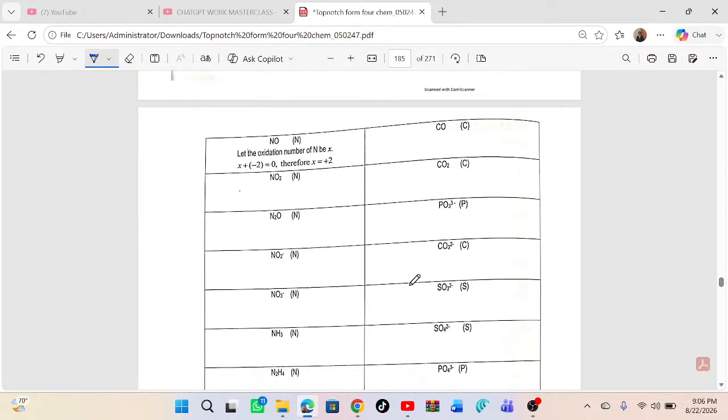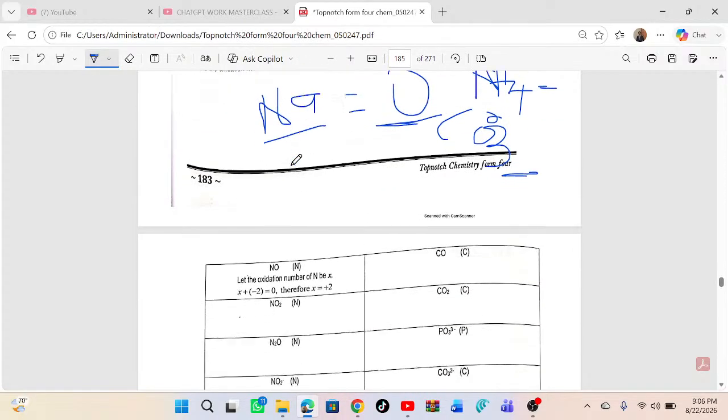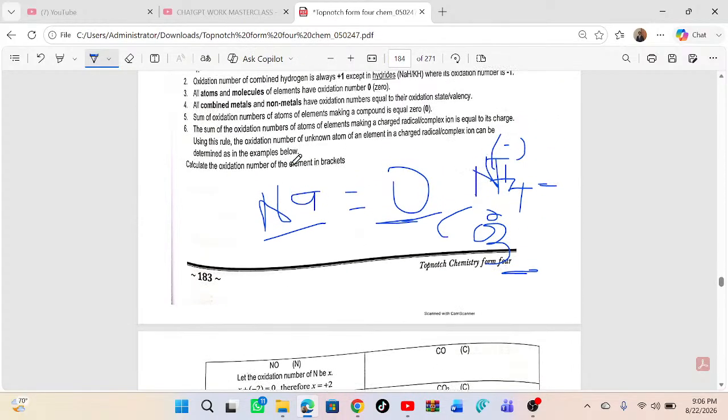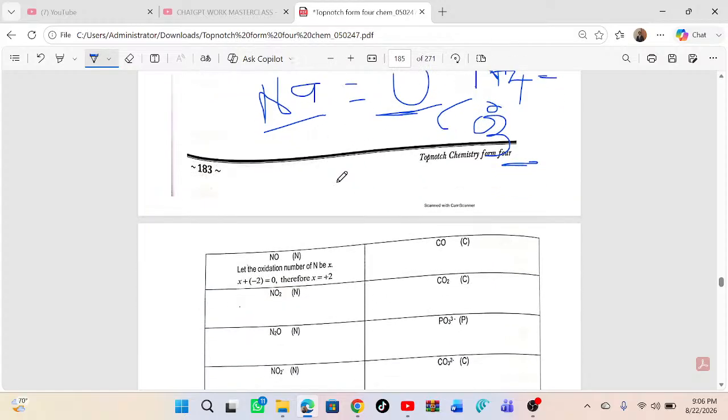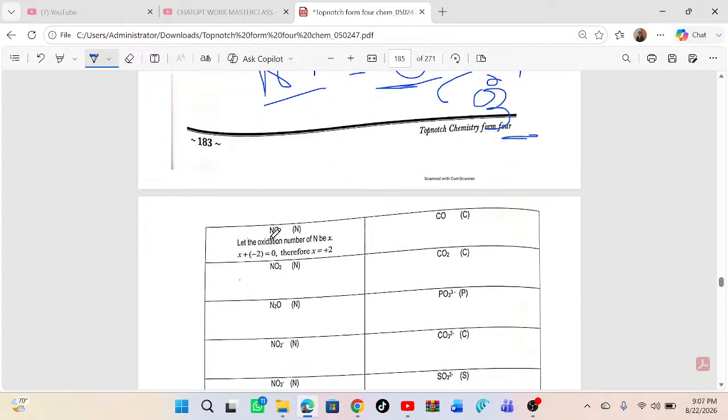Let's start with our one question. Number 1, swali lilikuwa inatuuliza hapo, calculate the oxidation number of the element in the bracket. So hapa wametupatia NO, that's nitrogen oxide, NO. So anataka nini? Oxidation of N peke yake.